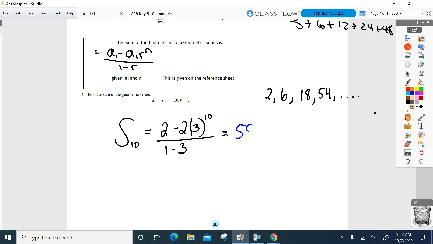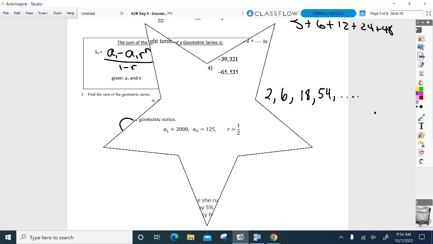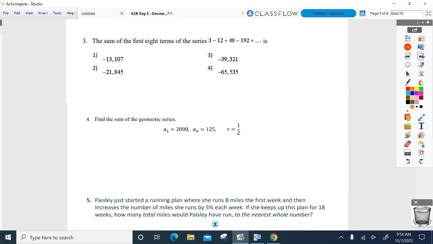59,048. And again, what does this number represent? This sequence, the first 10 terms added up. That's what this number represents. If I added up the first 10 terms of this sequence, that's what I would get for an answer. Questions from you guys? If you can, write out a couple numbers in the sequence. That's what I'm going to be doing with you again and again. Right now, too. Here we go.